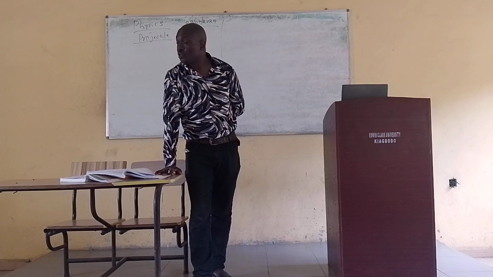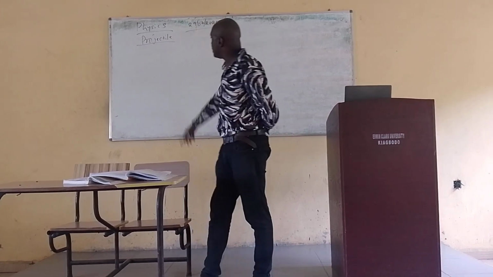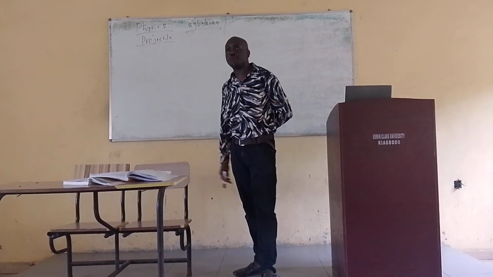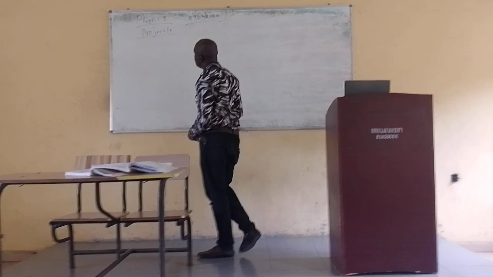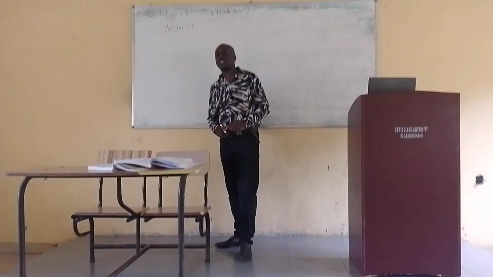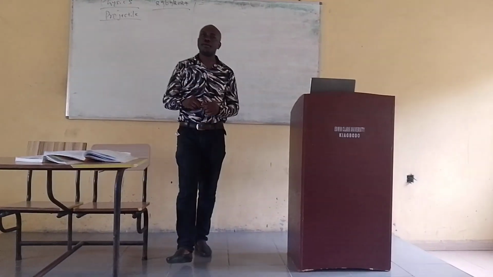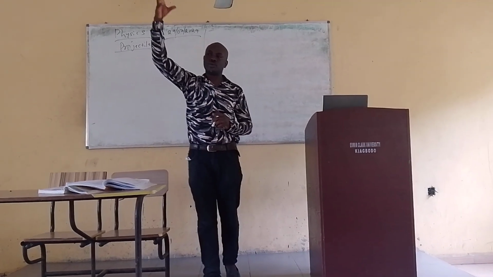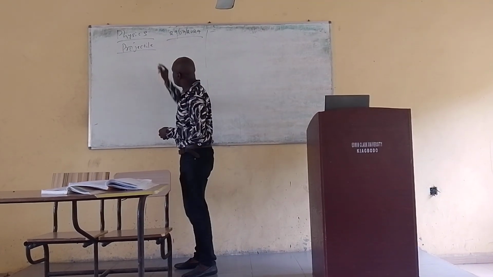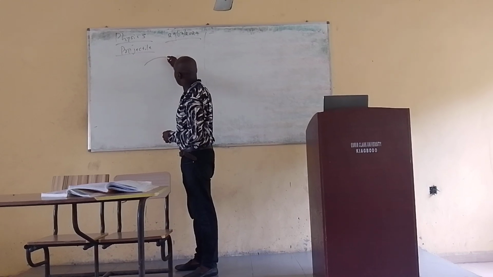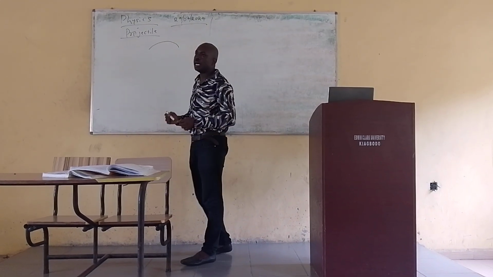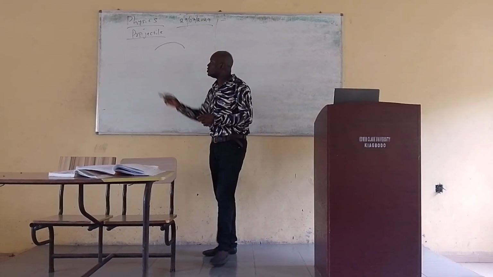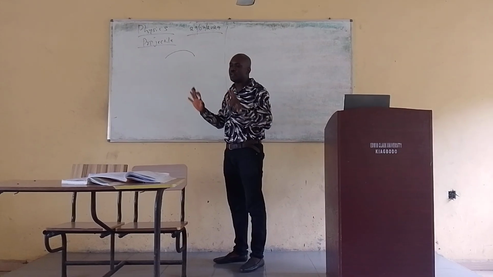Today we are going to look into a topic known as projectile motion. From the video you just watched, you can see a boy who threw a ball into a net. That ball seems to go through a path like this and fell into the net. This path is known as a parabolic path.